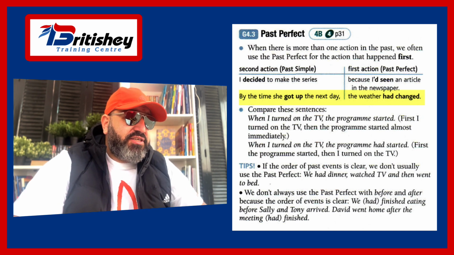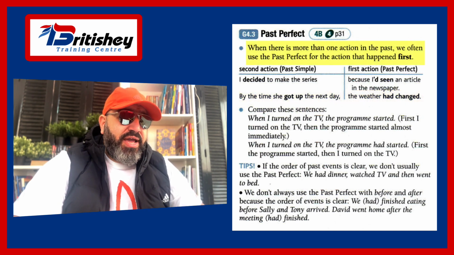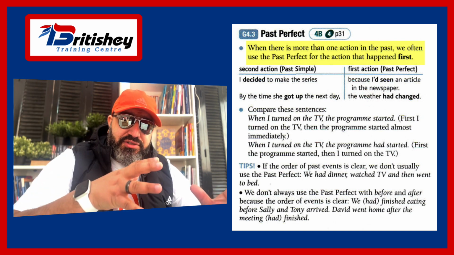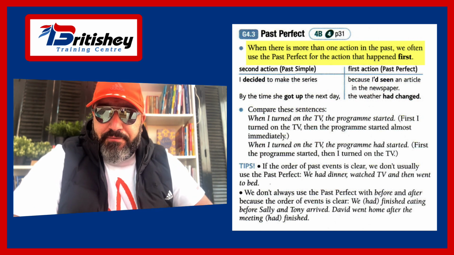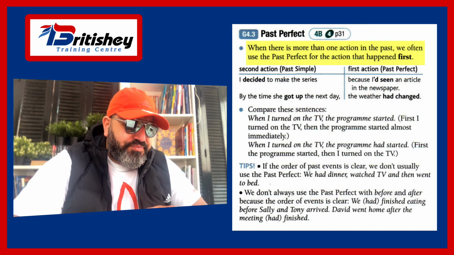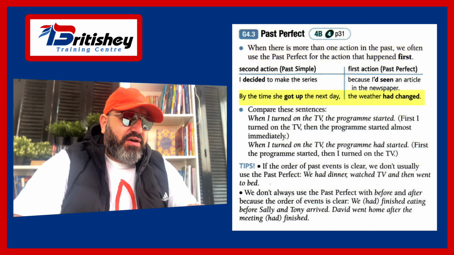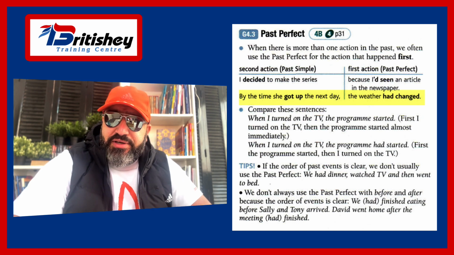So here it says, when there is more than one action in the past, we often use the past perfect for the action that happened first, which means that I've got two actions. The one that happened first is usually in the past perfect. Right, wonderful, good. So, for example, we have here, by the time she got up the next day, the weather had changed. Now I need to create questions on these.